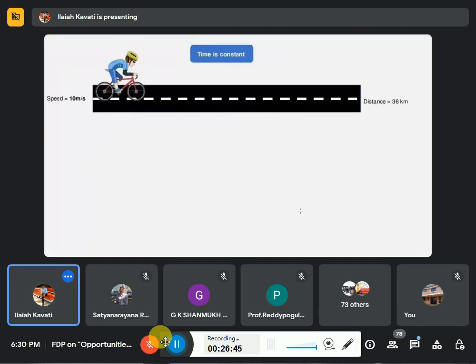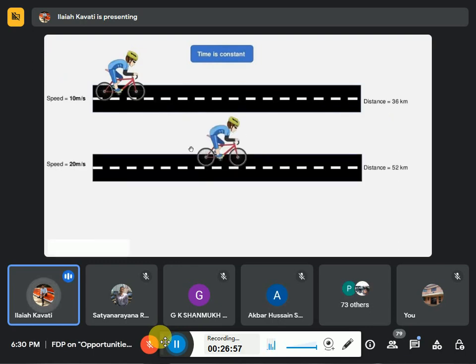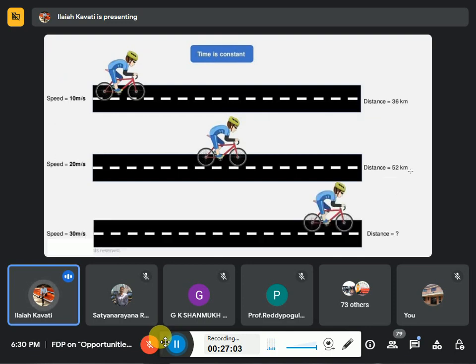So you can see here, if my speed is 10 meters per second, I can travel 36 kilometers in 1 hour. Here time is constant, 1 hour, right? If my speed is 20 meters per second, I can travel even more distance. If I still increase my speed to 30 meters per second, what may be my distance? The distance traveled also increases. So as speed increases, distance increases.